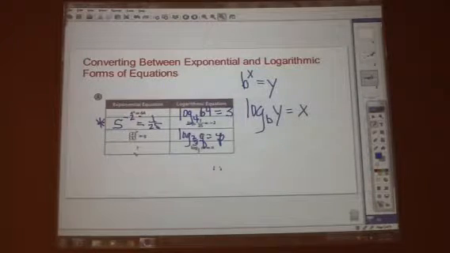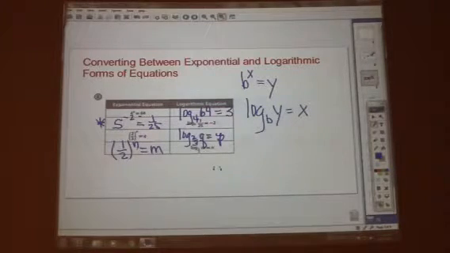It says log subscript 1/2. So 1/2 becomes my base. The n on the far right now becomes my exponent. And my m, which is my number, becomes the number on the right. Alright, questions on that?